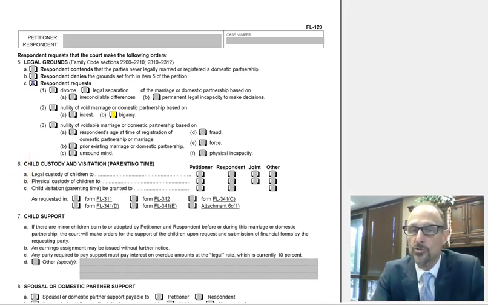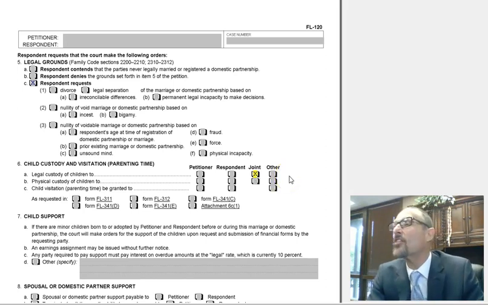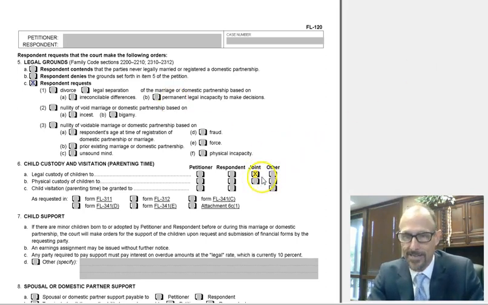If you have children, you need to mark something in this section. Legal custody of the children. This is your response. So if you want legal custody of the children and you don't want the petitioner to have legal custody of the children, you would mark the box that has respondent. If you want it to be joint legal custody, you would mark joint. Under this circumstance, I have no idea what other would even be. If you think it's something other, give an attorney a call and get some advice on that. I've never marked that box in my career.